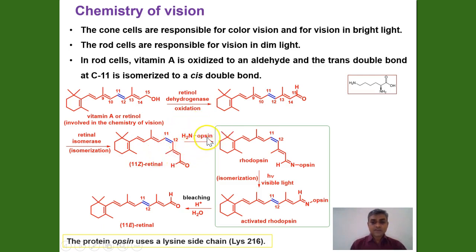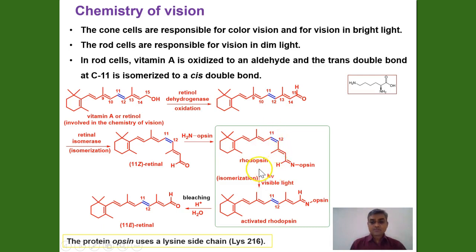This opsin has an amino acid at position 216, lysine, with a side chain containing NH2. This NH2 of the lysine forms a Schiff base with the 11Z retinal, and it forms a compound called rhodopsin. Rhodopsin is called a light absorbing substance. So when light comes in contact with this rhodopsin, what happens?